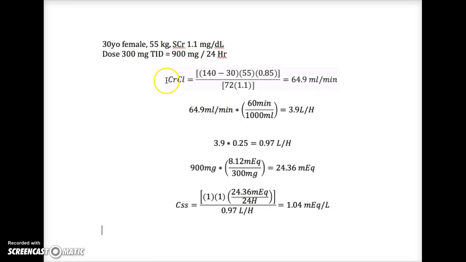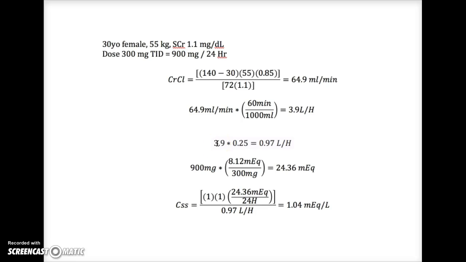The first step is you calculate the patient's creatinine clearance, and you use the Cockcroft-Gault equation, and you'll be adding this factor 0.85 because this is a female case, and you will get 64.9 mL per minute, which in turn you need to convert to liters per hour. So you do that by multiplying by this factor, 60 minutes over 1000 milliliters. So the answer is then 3.9 liters per hour. That is the patient's own creatinine clearance.